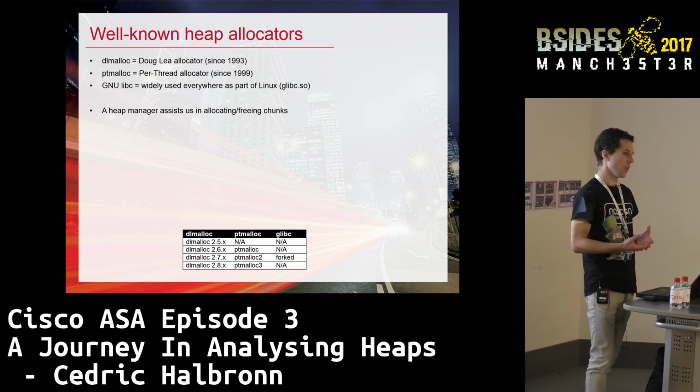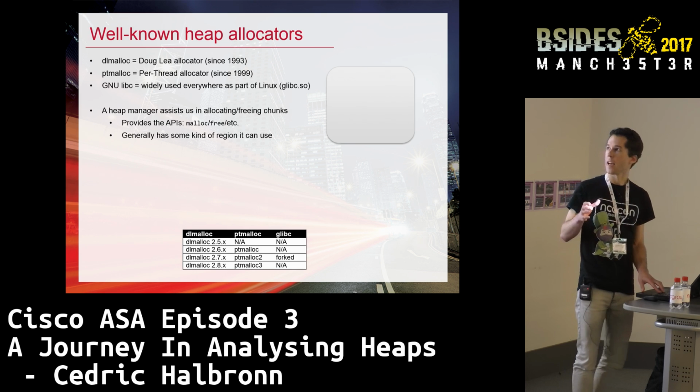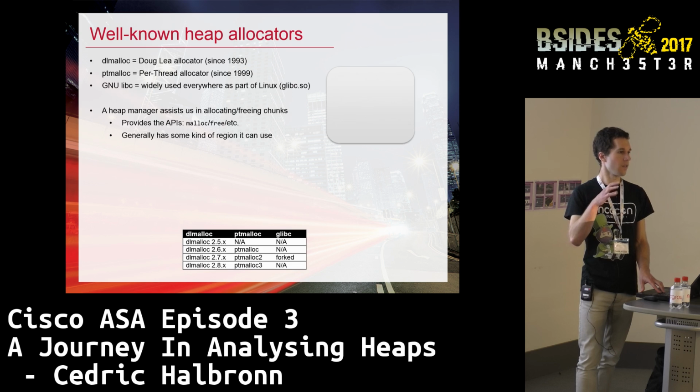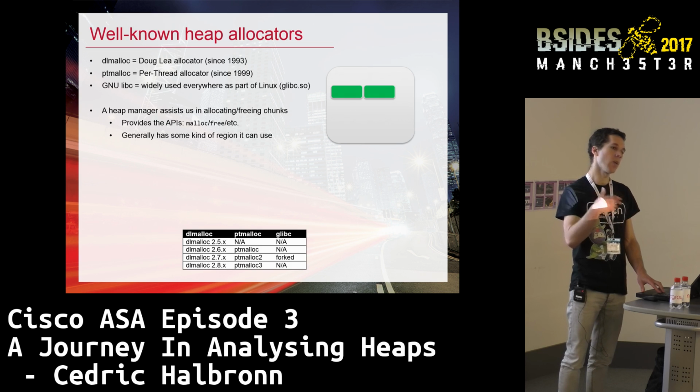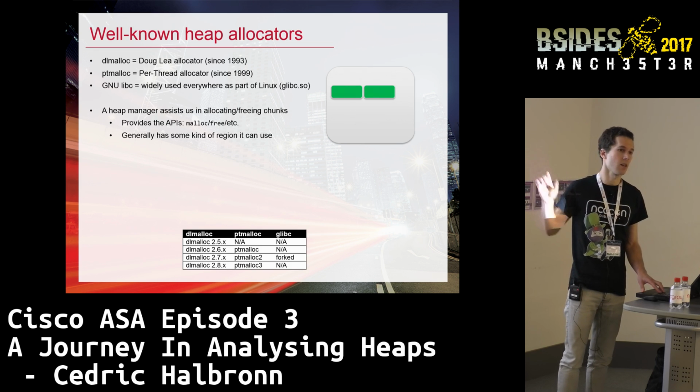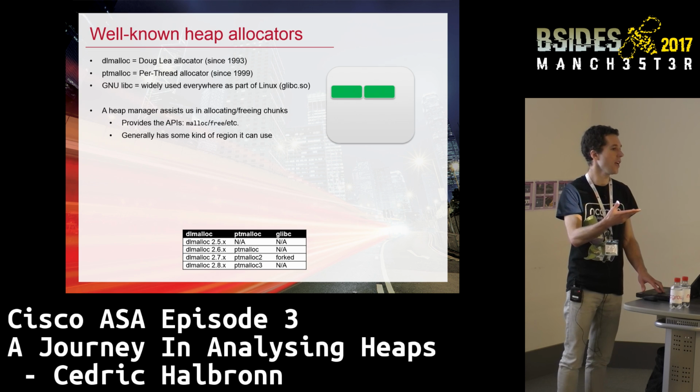A heap manager usually assists us in allocating and freeing chunks. If we want to get some memory to do some stuff, we ask the heap allocator to do that for us, so it provides the APIs malloc and free usually. It has some kind of region that the heap allocator controls and can use for allocating. When we do a malloc, we get some part of this region, which is given to us so we can do whatever we want.